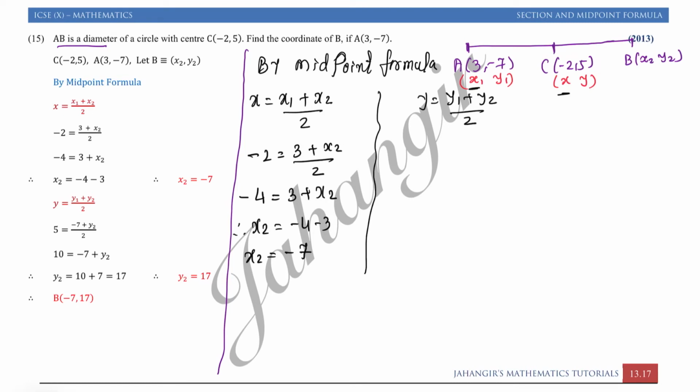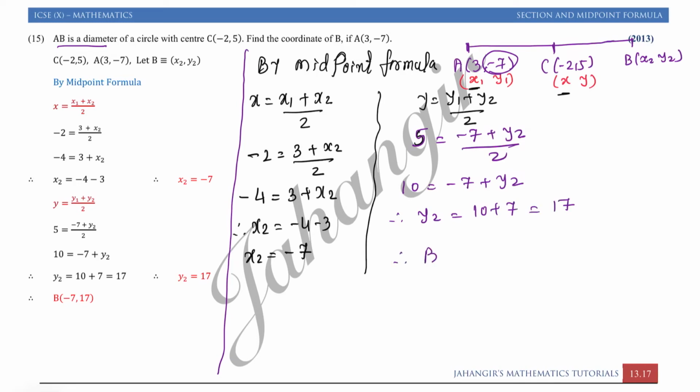Now we'll take the y part. So y is 5. Five is equal to (y1, given as minus 7, plus y2) upon 2. So cross multiply, you will get 10 is equal to minus 7 plus y2. So therefore y2 is equal to 10 plus 7, that is 17. So the coordinate of B I can get as minus 7 comma 17.